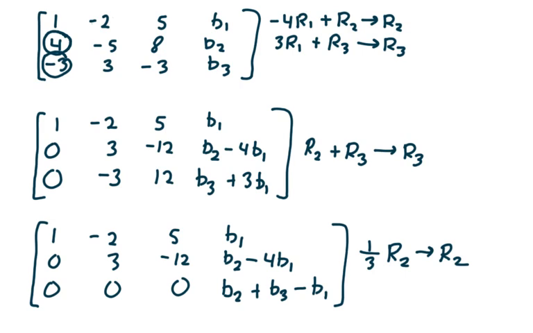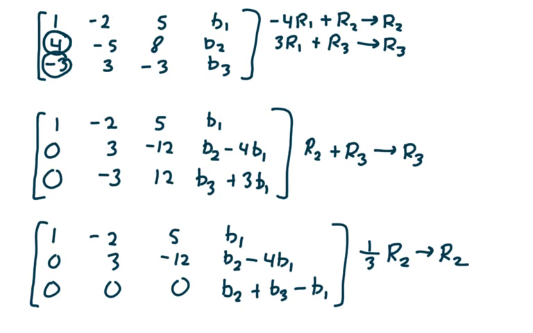Now, what I'm going to do is take row 2, add it to row 3, and put the result back into row 3. When I do that, I get the matrix 1, negative 2, 5, B1, 0, 3, negative 12, B2 minus 4 B1, 0, 0, 0, and then B2 plus B3 minus B1.